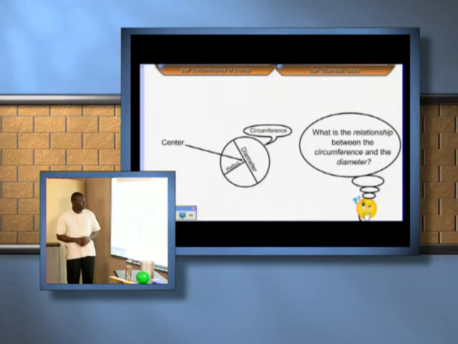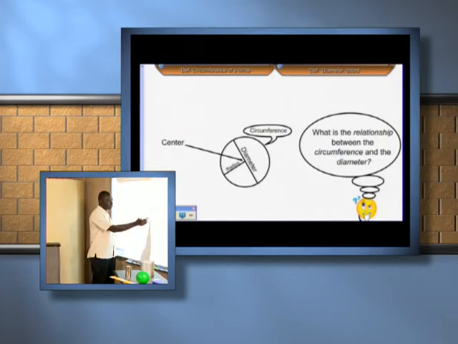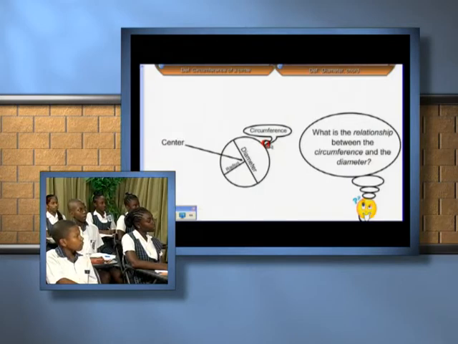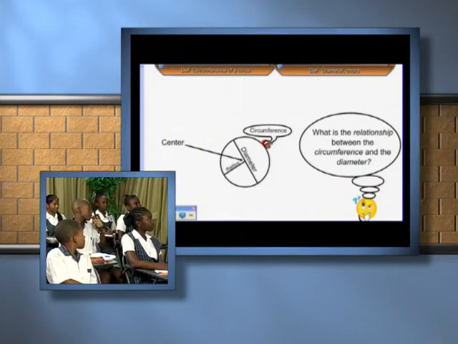Okay. We have the circumference. Imagine we have a circle, and we have this arrow pointing to the circle. It's indicating circumference. What do you think the circumference really is? Anybody? Oh, so many hands. All right, yes, what do you think it is? The distance around the circle. The distance around the circle.